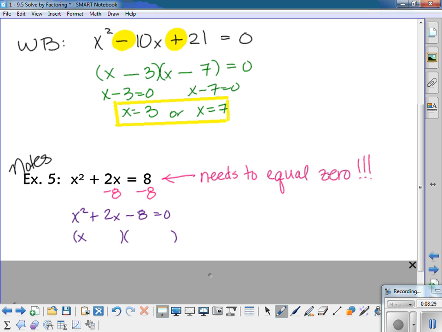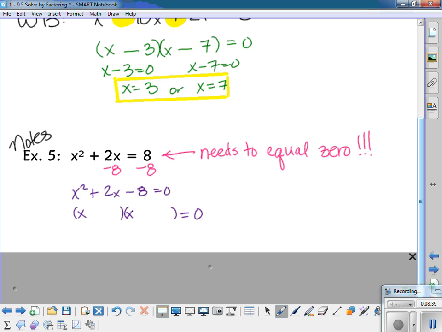So x squared is going to be x times x. Oh yeah, and don't forget my equals 0. And then how can I get 8? 4 times 2, right? All right, so this is 4x, and this is 2x. I want them to add up to a positive 2, so one of them has to be negative. Right, positive 4 and a negative 2.